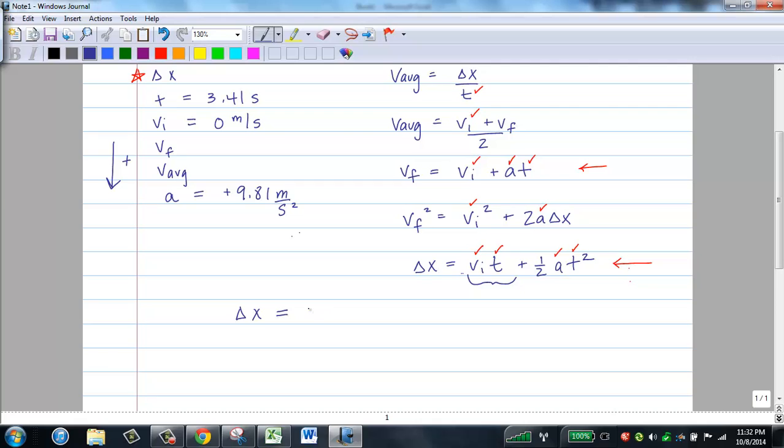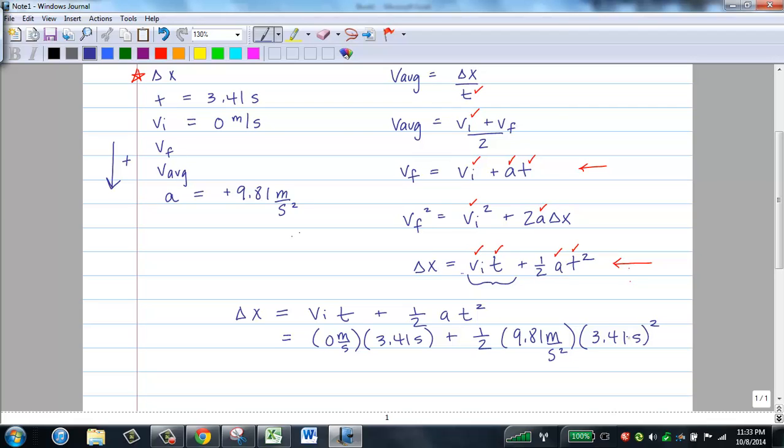Delta x is equal to the initial velocity times the time plus 1/2 the acceleration multiplied by time squared. So the initial velocity is equal to 0 meters per second. The time is 3.41 seconds. We'll add on half of 9.81 meters per second squared multiplied by 3.41 seconds squared.